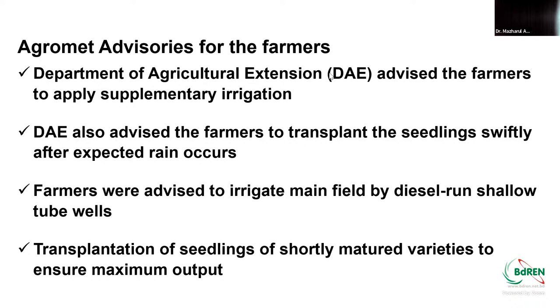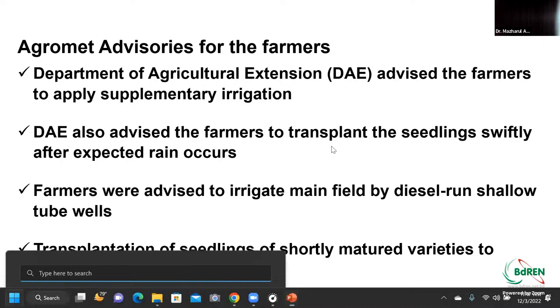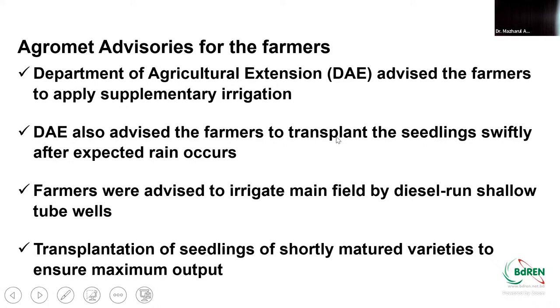DAE advised the farmers to add supplementary irrigation. As I mentioned earlier, the farmers were irrigating their land to prepare it for transplanting of seedlings. DAE also advised the farmers to transplant the seedlings swiftly after expected rain occurs. And farmers were advised to irrigate the main field by diesel-run shallow tubewells. We also advised to transplant seedlings of short-maturing varieties to ensure maximum output.